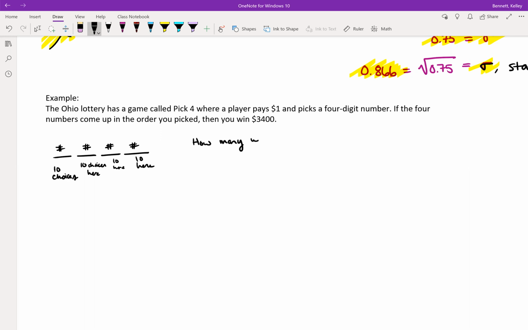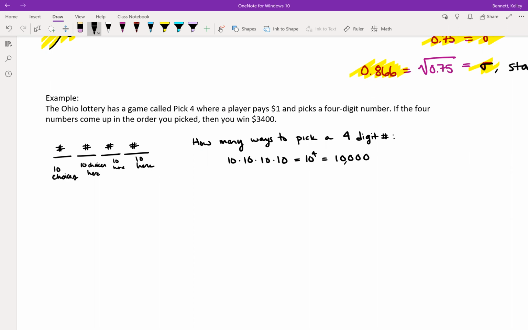How many ways to pick a 4-digit number? It's 10 times 10 times 10 times 10. It's 10 4 times multiplied together. So that's 10 to the 4th. Another way of writing that is a 1 with 4 zeros. So there's 10,000 ways that you could choose a 4-digit number.